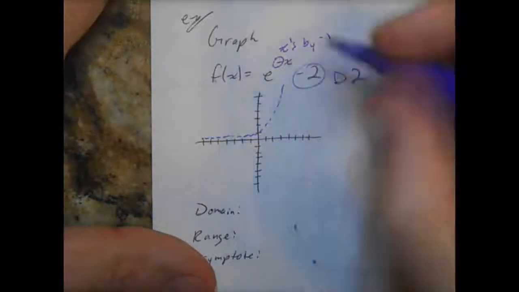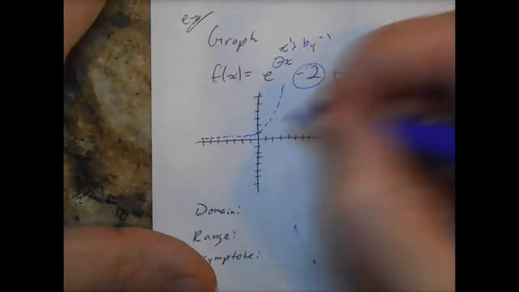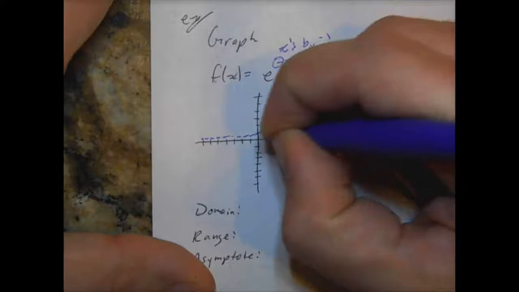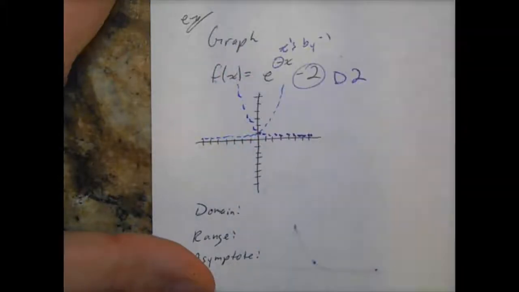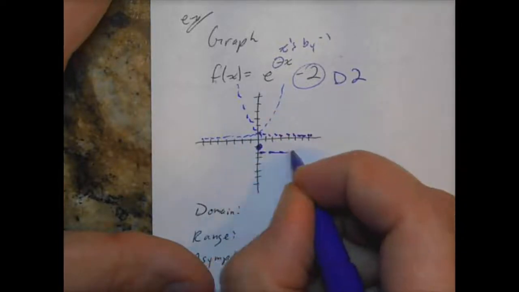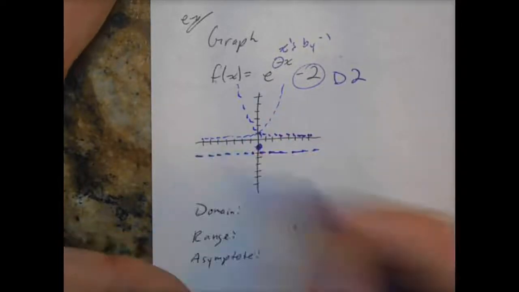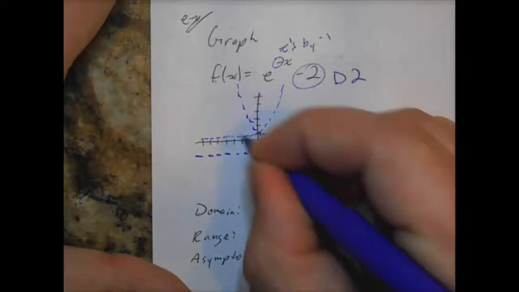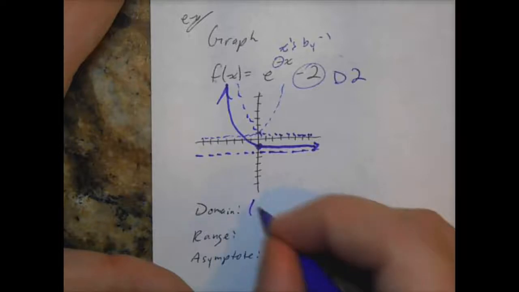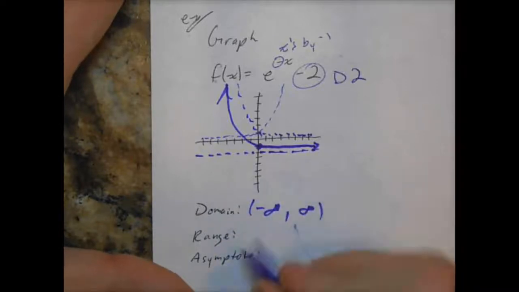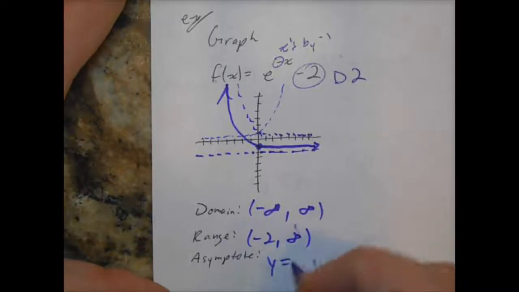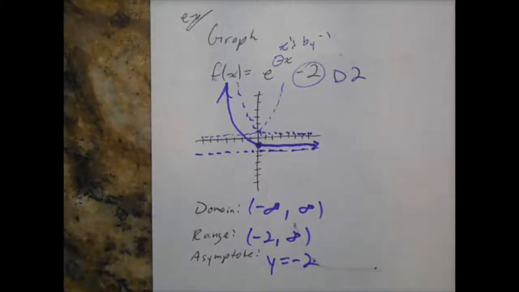In multiplying the x's by -1, what that does is reflect it over the y-axis. It's a horizontal reflection, so it'll look something like that. And then move everything down 2. So down 1, 2. Move your asymptote down 2 as well. And graph your exponential decay function. Domain still negative infinity to infinity. Range, it moved down 2, so -2 to infinity. And the asymptote is now at -2 because, again, it moved down 2.